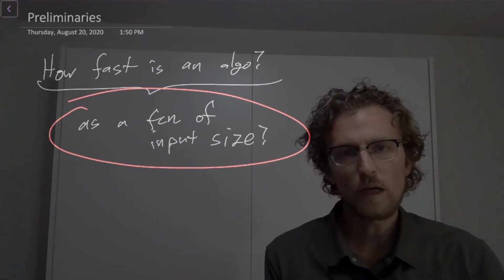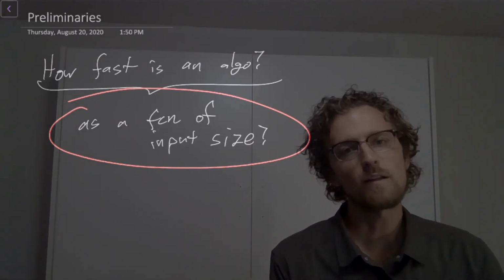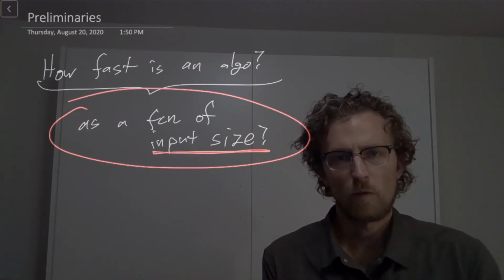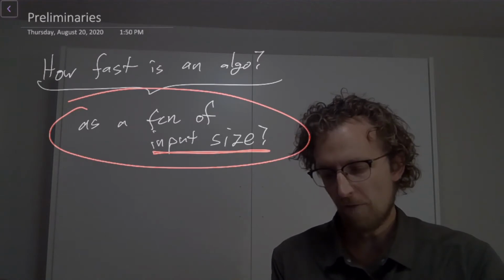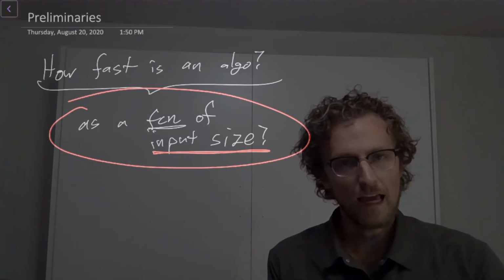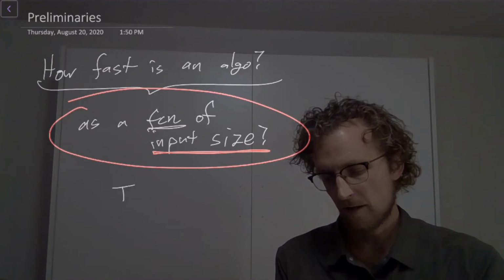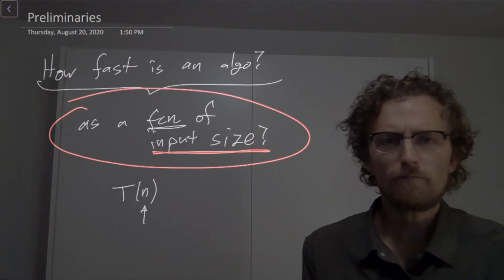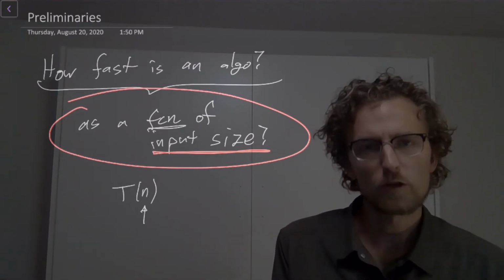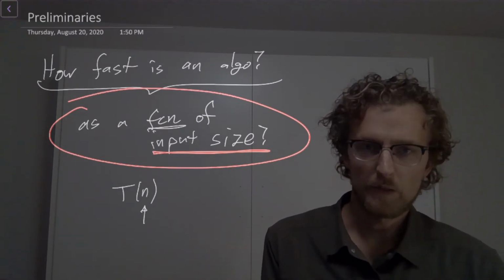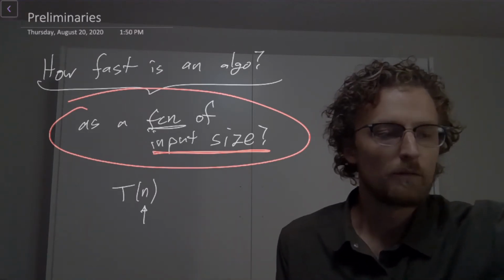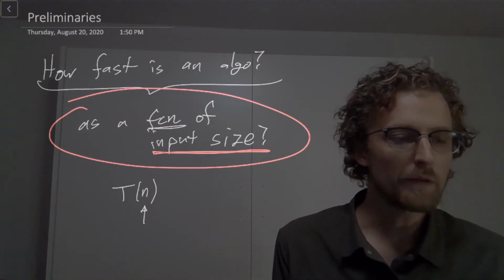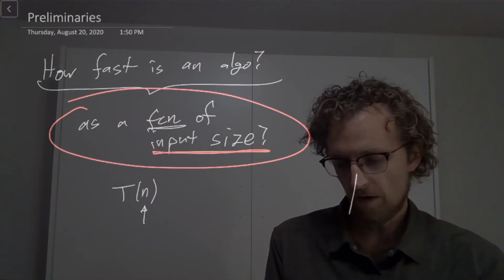To be able to answer this question in a precise way, we need to identify what we mean by input size. We're trying to literally define a function, as in we're trying to define something that looks like T of n, where n is this input size. To make this function well defined, we need to be precise about what we mean by this concept of input size. Okay, so in some cases, the input size is very obvious.